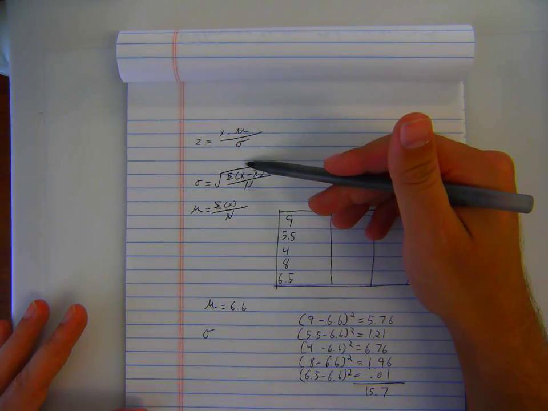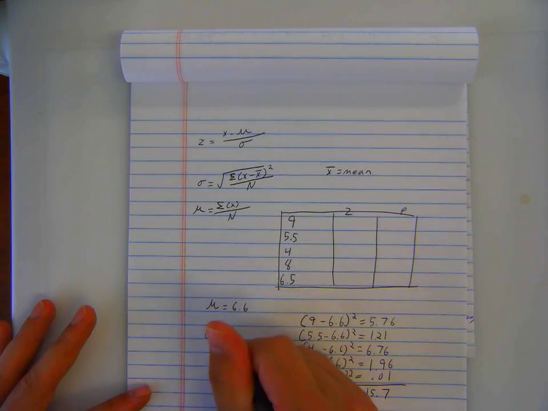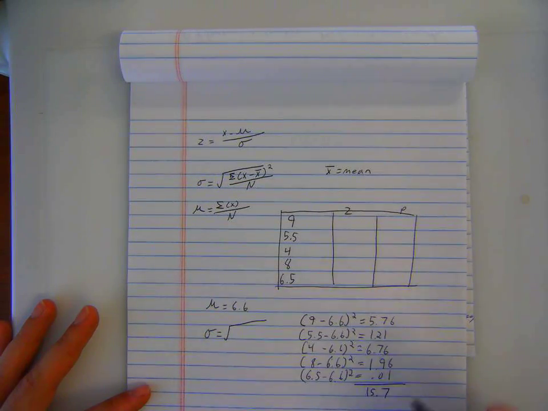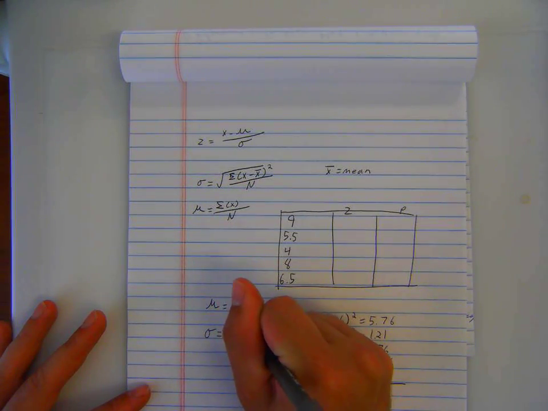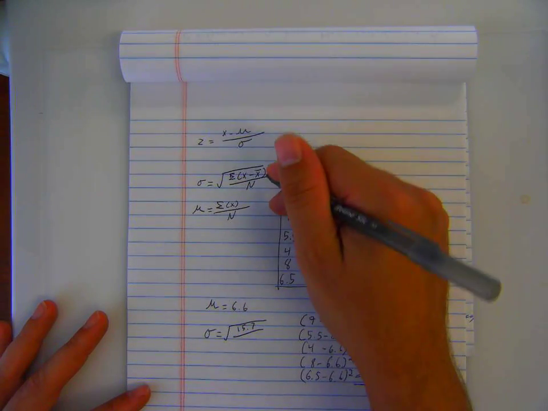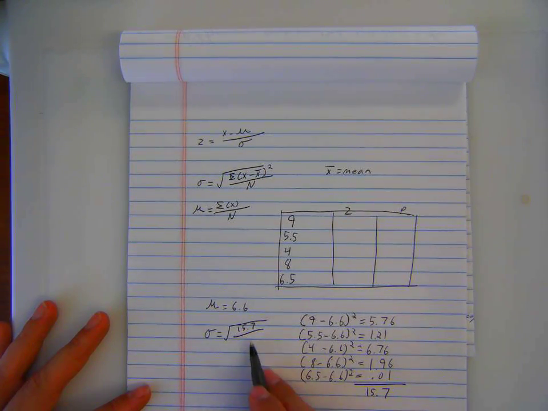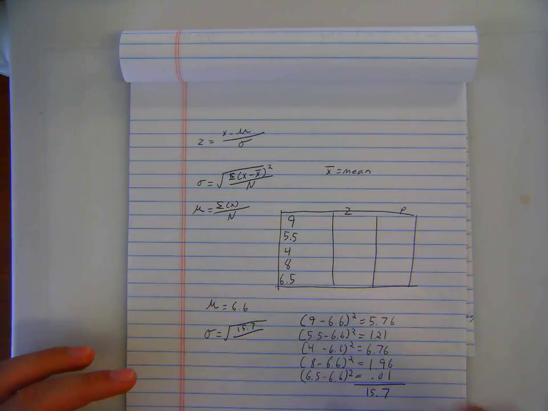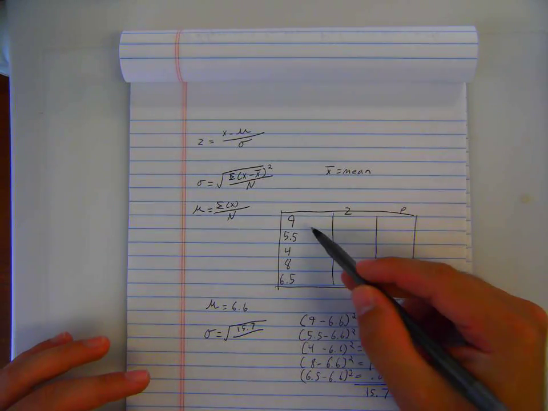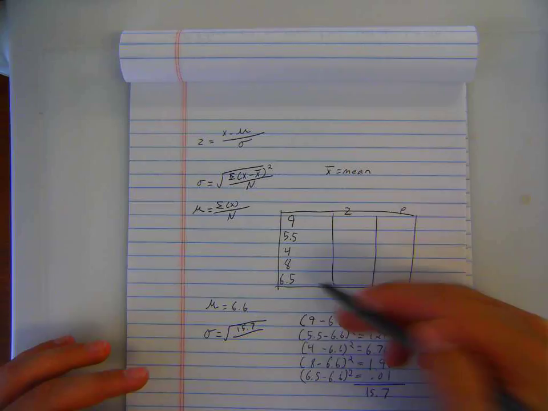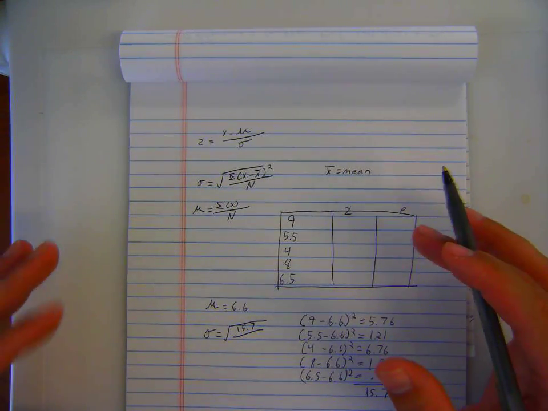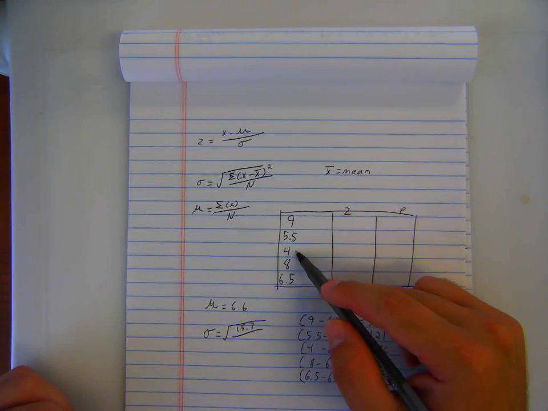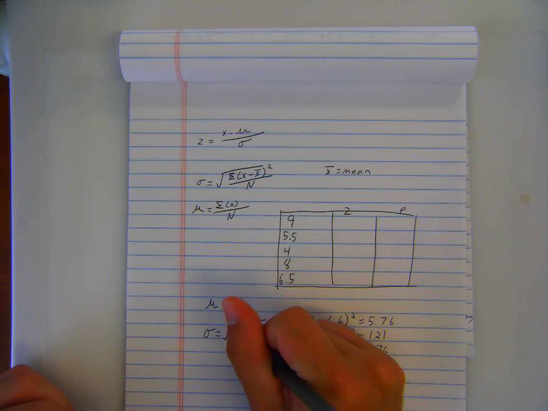So now we have this part of the equation done right here, and we can go ahead and plug that in. So if we continue on, standard deviation is the square root of 15.7, which takes care of that top part, divided by n. N, of course, is the number of actual occurrences of something in a sample. So if these were test scores, or whatever they were, 9, 5.5, 4, 8, and 6.5, you can think of them as individual pieces to the puzzle, pieces to the entire population. And in this case, we have 1, 2, 3, 4, 5. So n is 5. We just do 15.7 divided by 5.